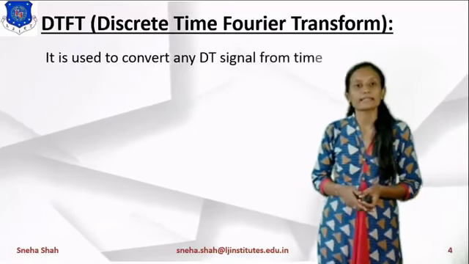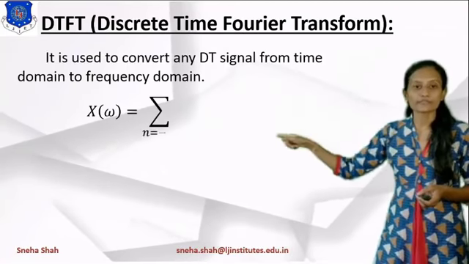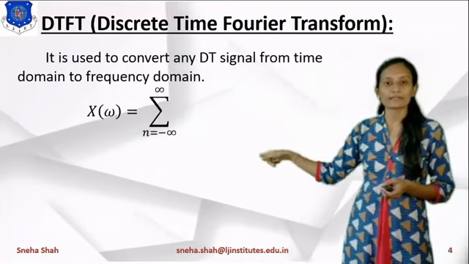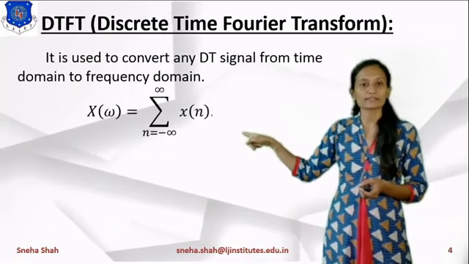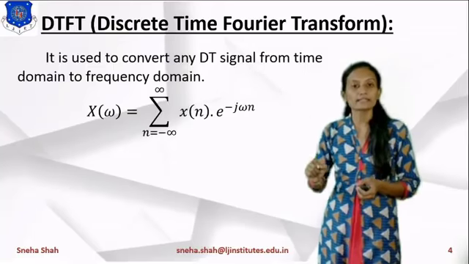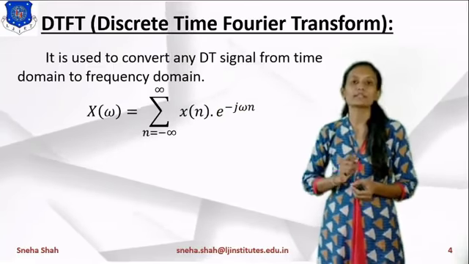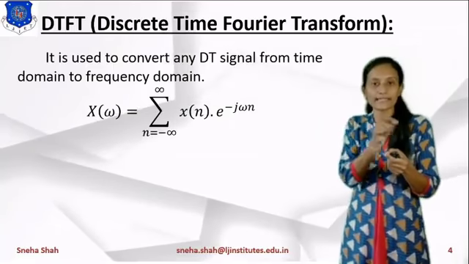And if we write the equation of DTFT, it is represented as x of omega equals summation n equals minus infinity to infinity x of n times e raised to minus j omega n. In this you can see that the range is minus infinity to infinity. It means we are taking the entire range.